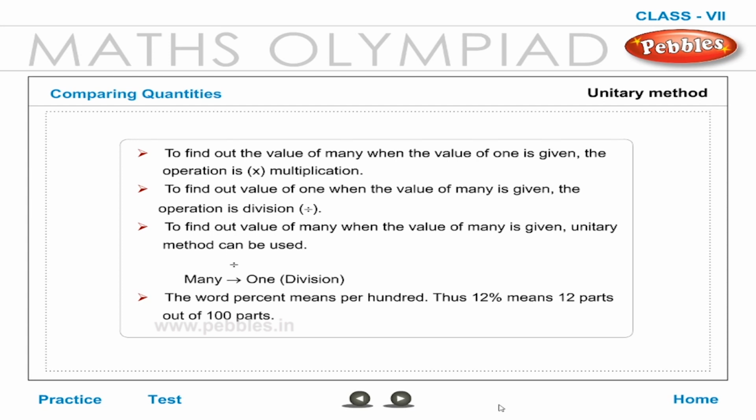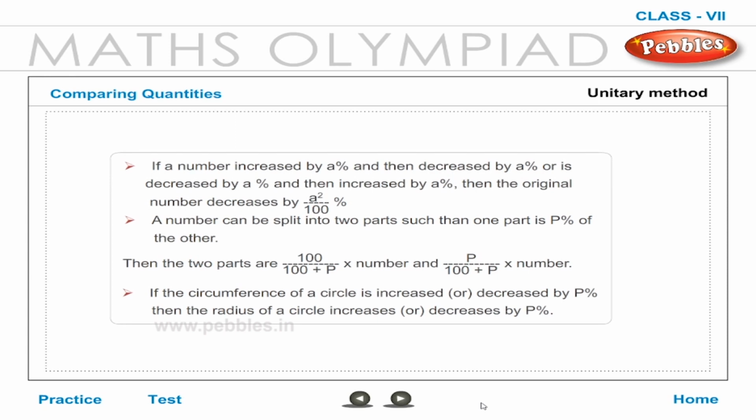The word percent means per 100. Thus, 12% means 12 parts out of 100 parts. If a number is increased by a% and then decreased by a%, or is decreased by a% and then increased by a%, then the original number decreases by a²/100 %.